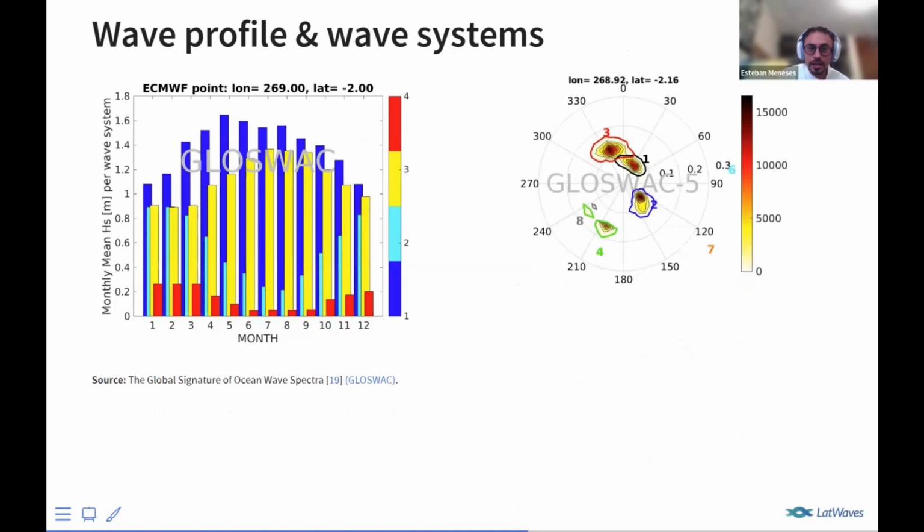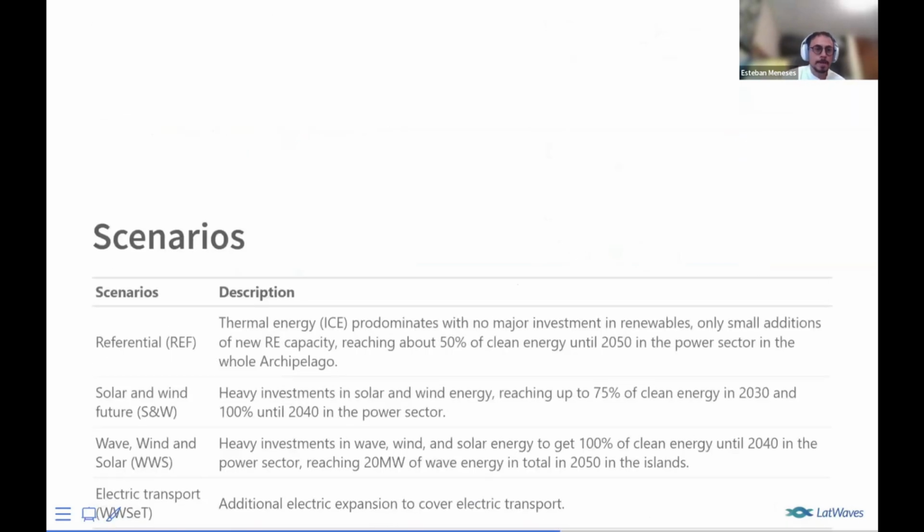For the wave profile and wave systems, we consider the three main wave systems. This is a spectral plot where these two wave systems come from the north, and this one comes from the south, from Antarctica. And the highest activity is in May and June. That's how we build the wave energy profile.